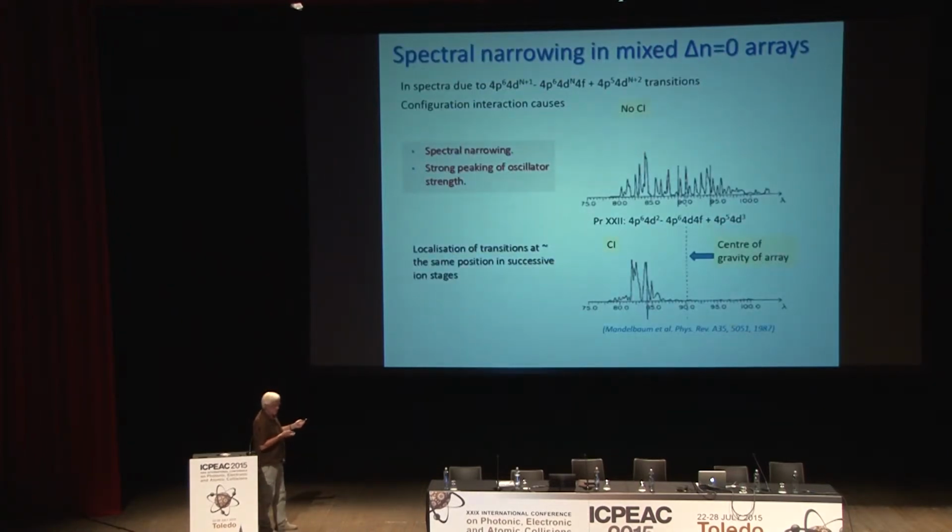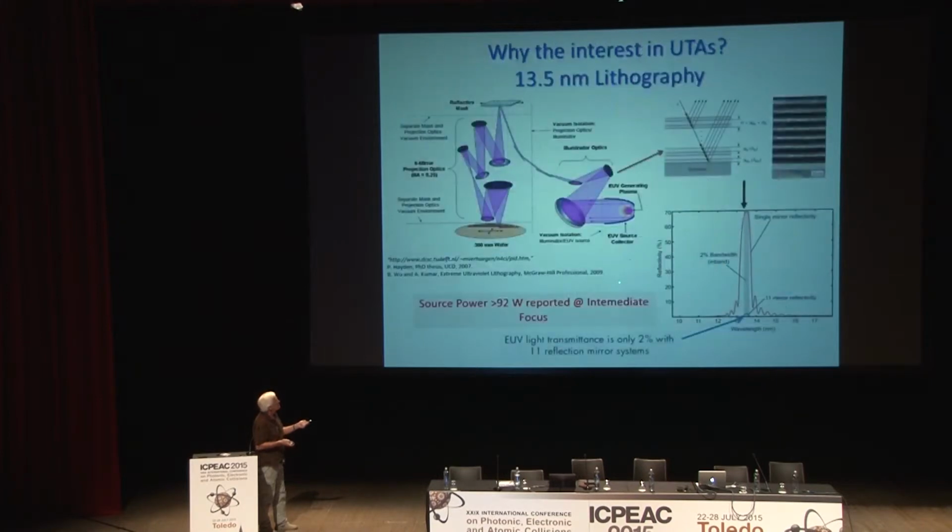A factor that has been well known for these arrays for a long time is that if you look at 4d to 4f excitation, you also have to consider subvalence 4p to 4d, because in that case the energy separations are approximately the same. You get strong configuration interaction, which leads basically to a spectral narrowing, and you get a very intense array in a very narrow energy region. And also this configuration interaction assists, if you like, in the piling up of the arrays from different ion stages.